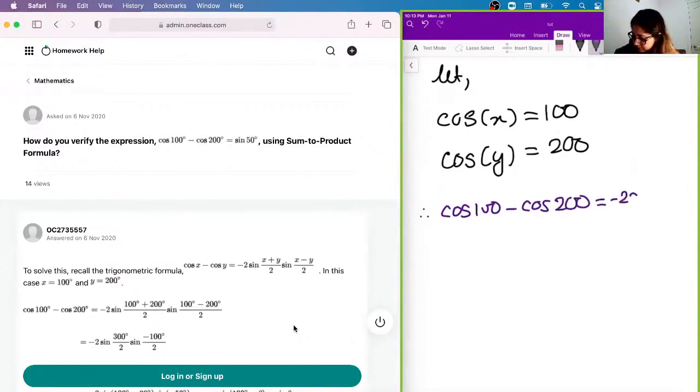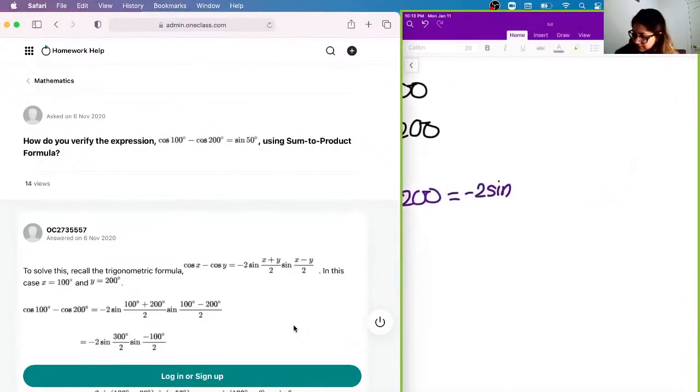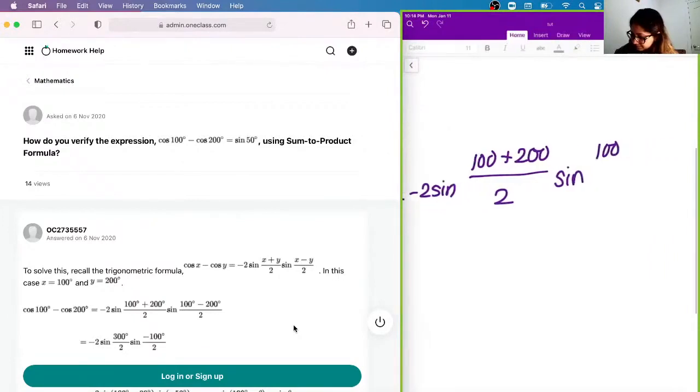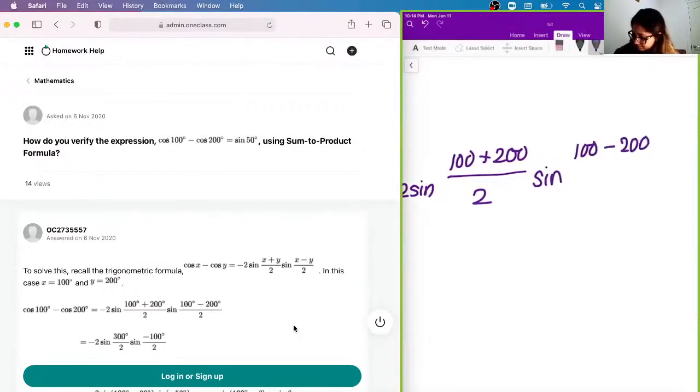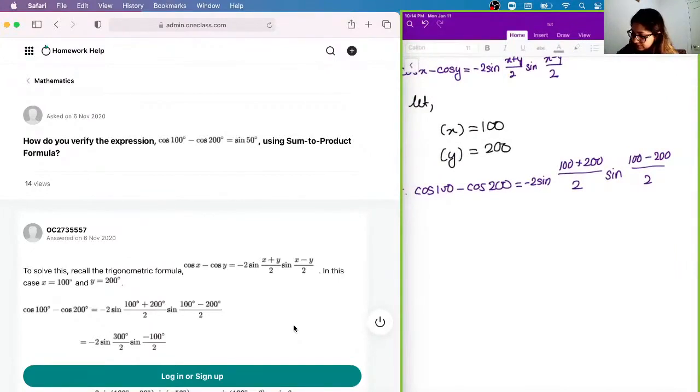is equal to negative 2 sine of 100 plus 200, which is your x plus your y, over 2, times sine of 100 minus 200 over 2. So just substitute x is equal to 100 and y is equal to 200 into the equation. And so what we do is just further simplify this.